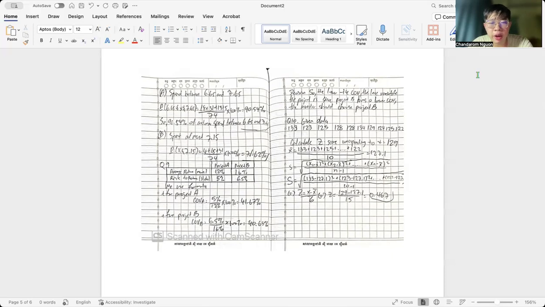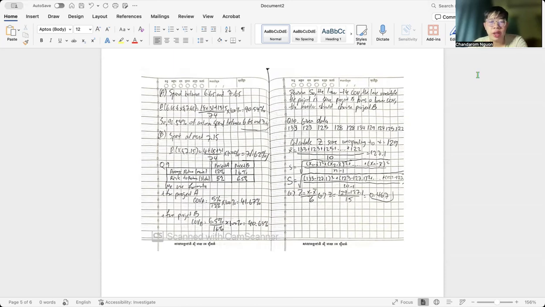So 67 divided by 74 multiplied by 100 equals 90.54%. This means that 90.54% of the customers spend between 6.65 and 7.65. For B, we need to find the percentage of the customers who spend at most 7.15, which means less than or equal to $7.15.